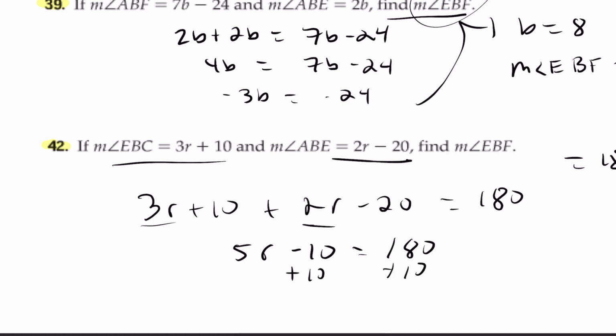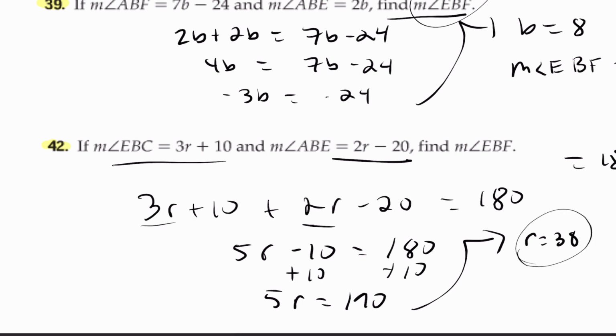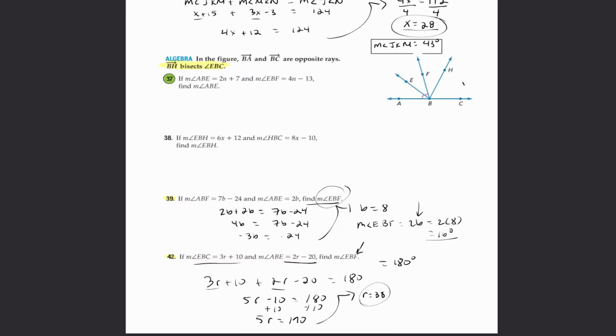Add the 10 on both sides. So then you get 5r equals 190. So let's see, that's r equals 38. So r is equal to 38. Need to figure out what measure angle EBF is. Okay, great. So now I found that r is equal to 38.